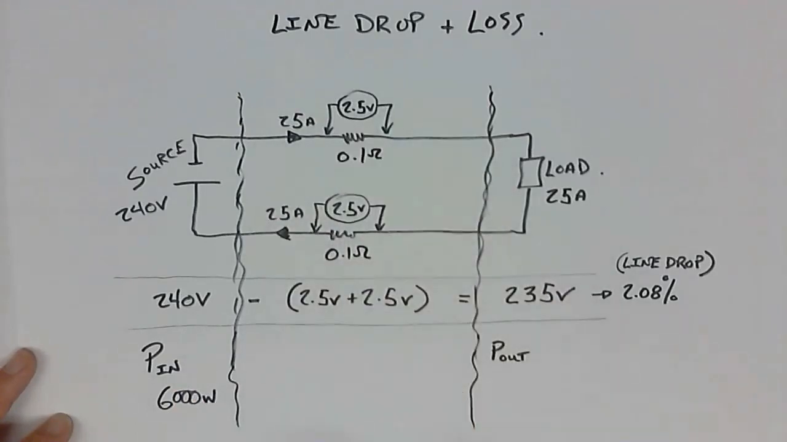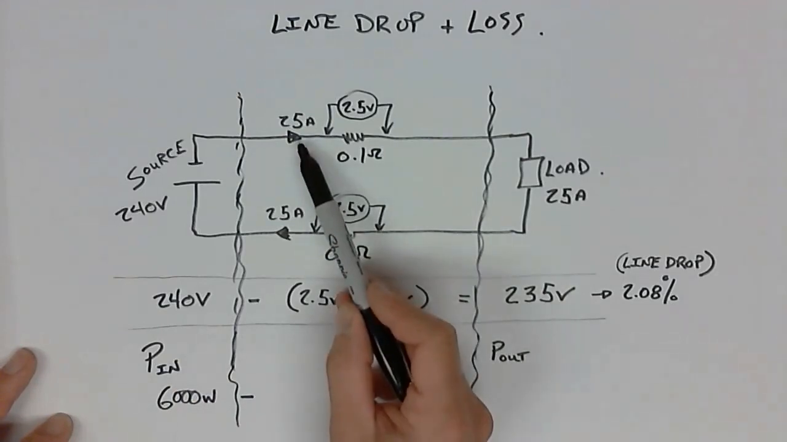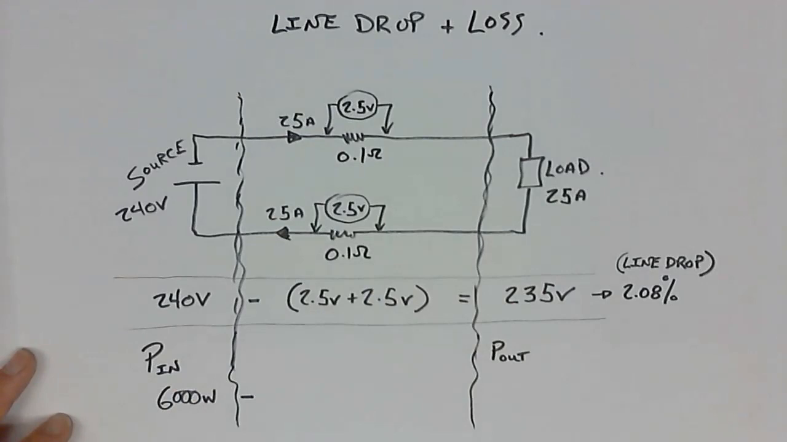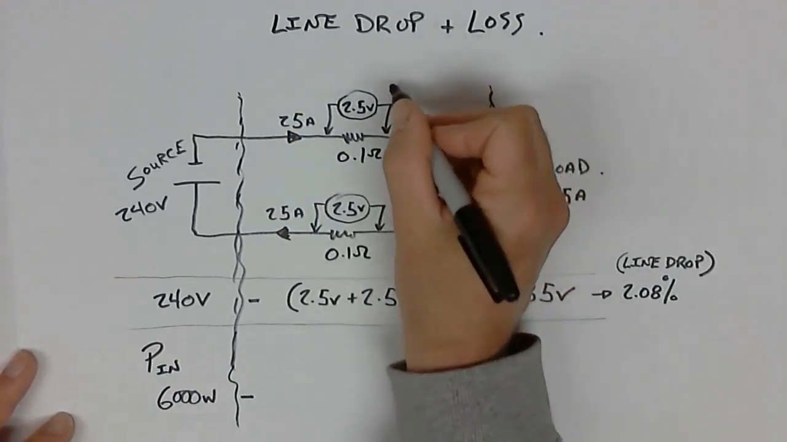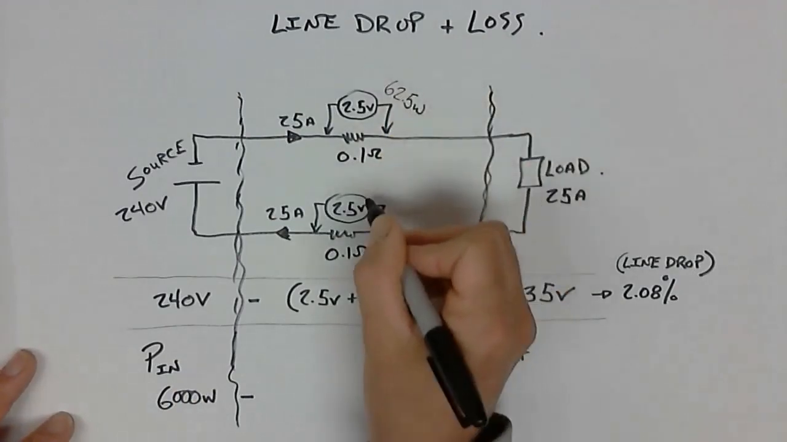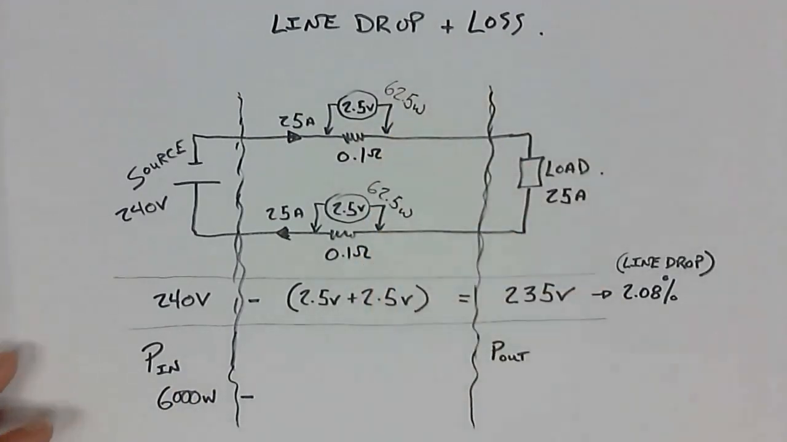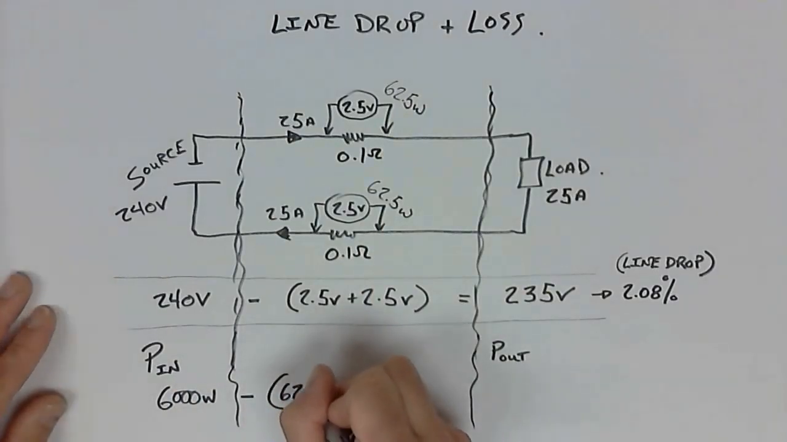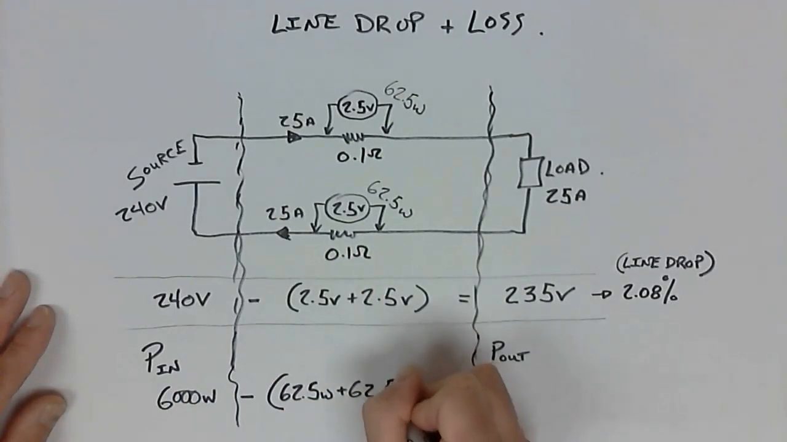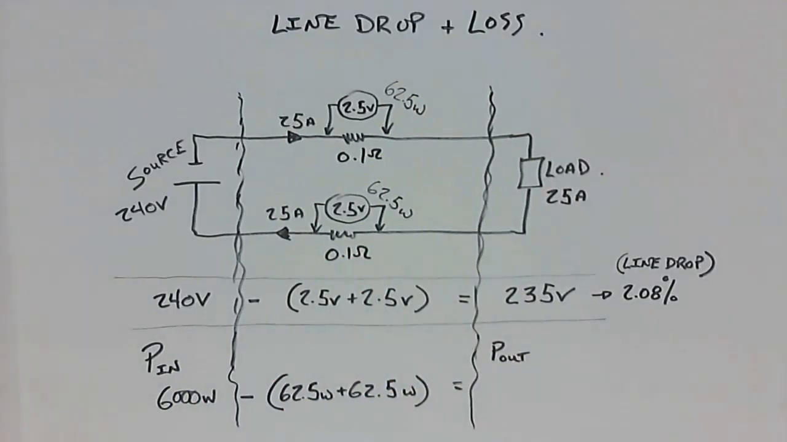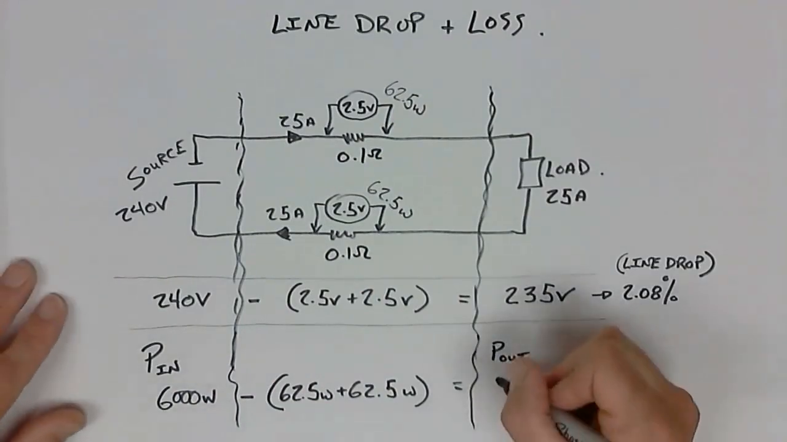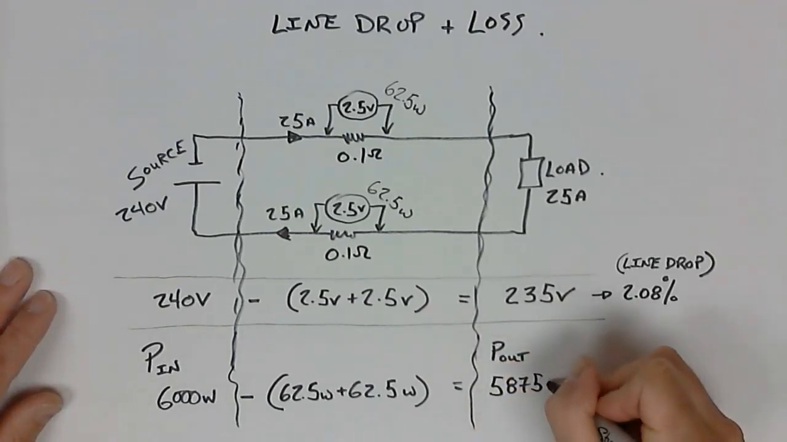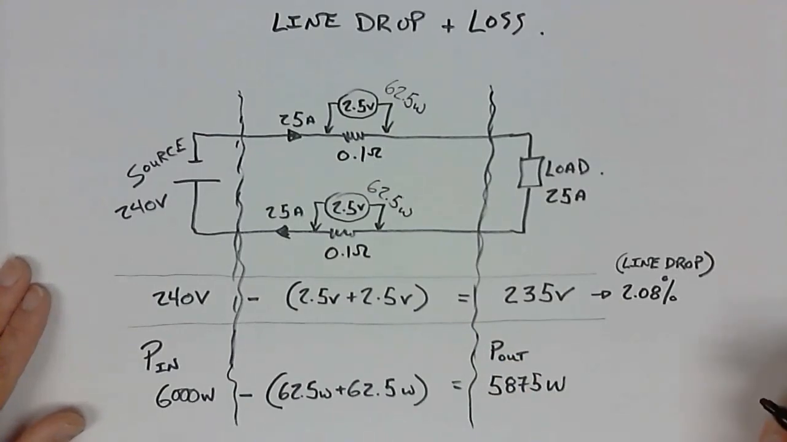In the middle, we have losses. And so again, we take the input and we subtract the losses from it. So I'm going to take 25 times 2.5, which gives me 62.5 watts. So subtract 62.5 watts from both of my conductors. So I've got 6,000 minus 62.5 minus 62.5, which gives me 5875 watts output.